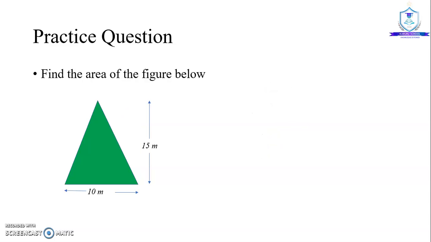Let's look at another question. Find the area of the figure below. We have a triangle whose breadth is equal to 10 meters and the height is equal to 15 meters. So to find the area of that triangle, we will use the same formula. Area is equal to a half times breadth times height. This is equal to a half times B times H. Substituting in the figures for B and H, we have area is equal to a half multiplied by 10 meters multiplied by 15 meters.